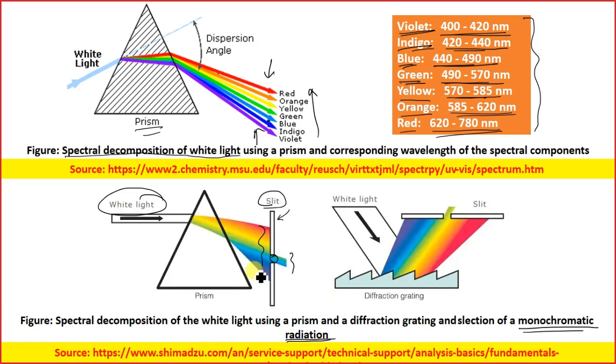Similarly, instead of the prism, we can also use diffraction gratings. The diffraction grating also serves a similar purpose. White light falls onto this staircase-like grating, and from there it can decompose the radiation, and you apply the slit in such a fashion that only a particular wavelength radiation passes through the slit. Okay, there are some advantages of using the diffraction grating.